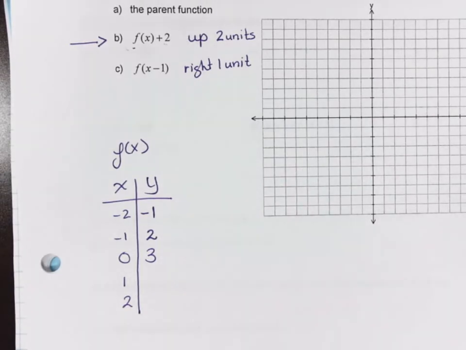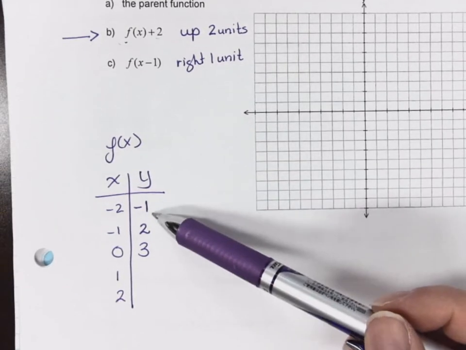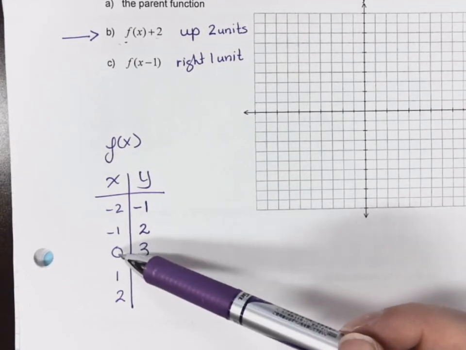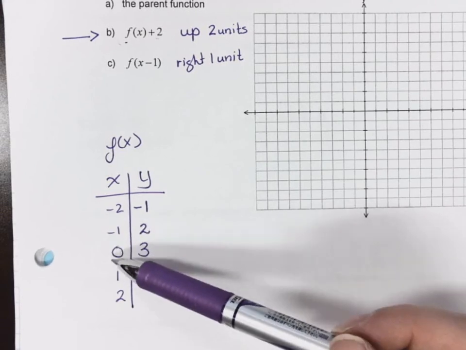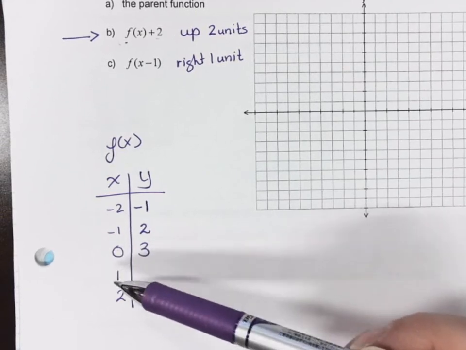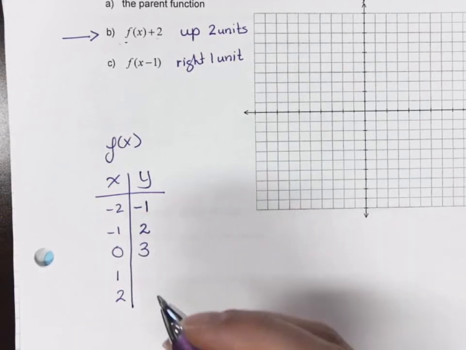What do you guys know about a parabola? It's symmetrical. That's what makes it beautiful. So if you trust your math, if this is one away to the left, then one away to the right should result in the exact same y value.